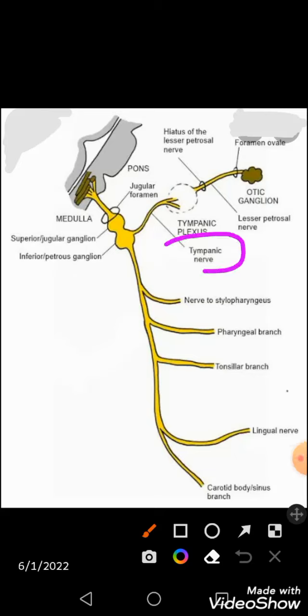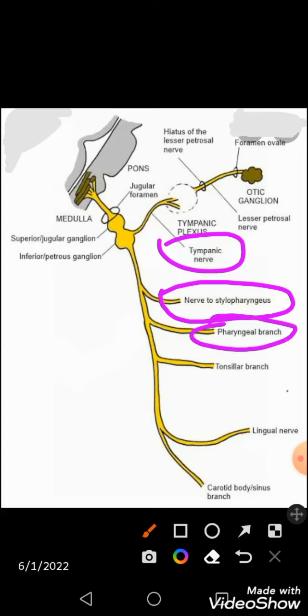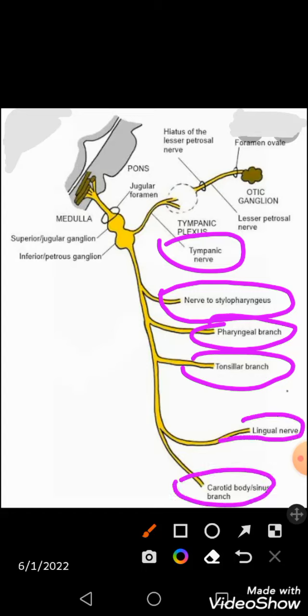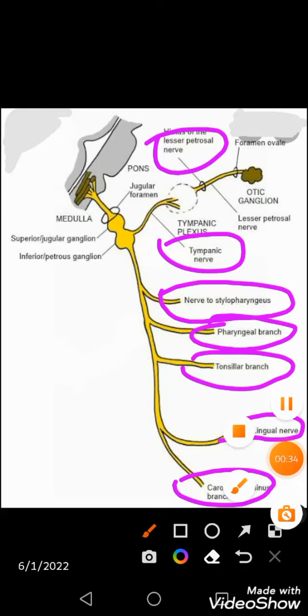Okay, to revise the various branches of the glossopharyngeal nerve, just concentrate that first there lies the tympanic nerve, then comes the nerve to stylopharyngeus, a motor nerve, then you observe the pharyngeal branches, then the tonsillar branches, and the lingual nerve is there, and the carotid sinus nerve is there, right? And another branch, the lesser petrosal nerve, right? In this way you can remember the branches of the glossopharyngeal nerve, right?